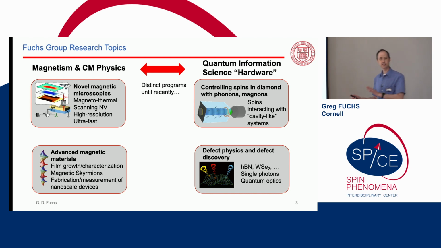Okay, so my research group at Cornell has a very kind of split personality. Historically, we've worked on magnetism and condensed matter physics, and that's roughly half of the group. Growing materials, studying them using different microscopy techniques, which includes scanning NV, but not only. And then the other part of my group thinks about quantum information science, I'll say in quotes, hardware, because it's mostly based on color centers and wide bandgap materials, diamond being the prominent member, but also some other material systems. And these were really quite distinct research programs.